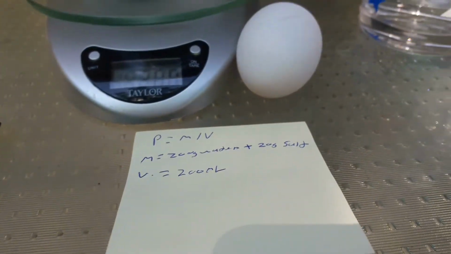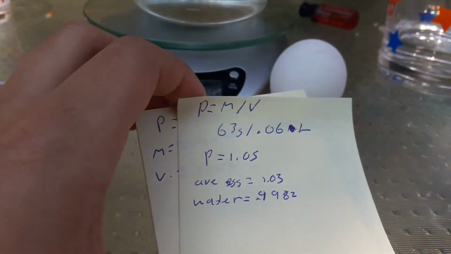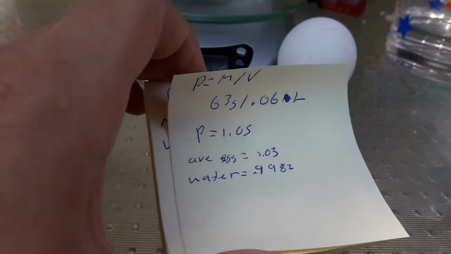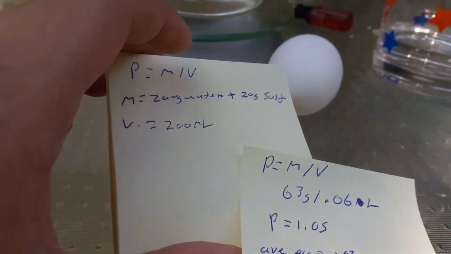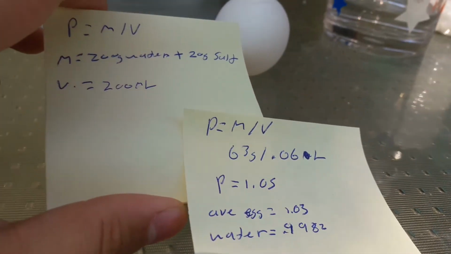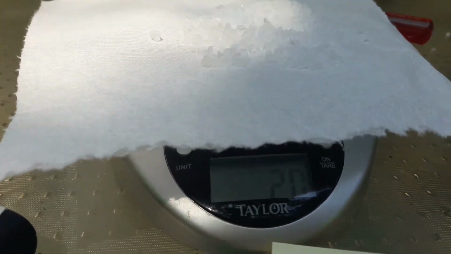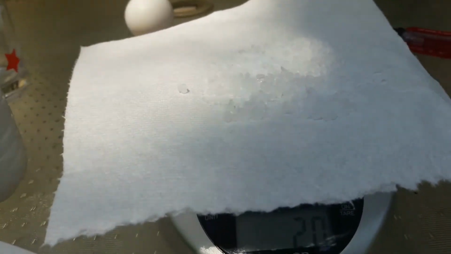and what we need is for it to be above 1.05, and the starting density of water is 1. So if we add 20 grams of salt, we should increase it by 0.1. Here I weighed out 20 grams of salt that I'm going to add to the 200 milliliters of water to increase the density, and I did zero out the paper towel as well.